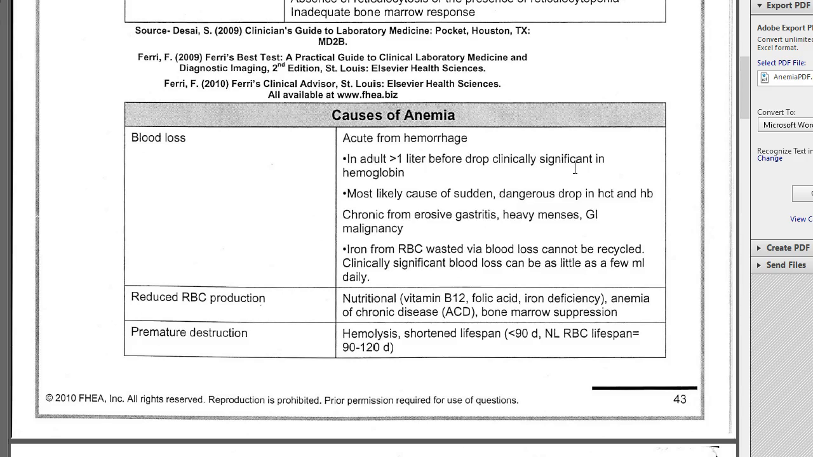So that's some of the stuff that you're gonna run into. Iron from the red blood cells is being wasted via blood loss. It cannot be recycled. And you can have a clinically significant blood loss with just a few milliliters per deciliter. So that's just one thing to consider in terms of blood loss, acute or chronic.